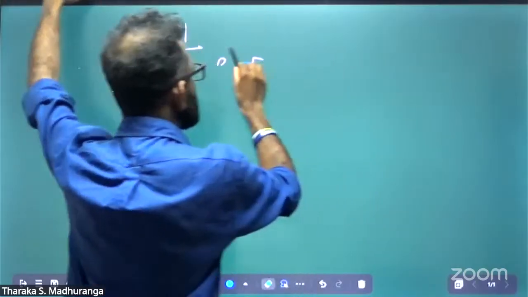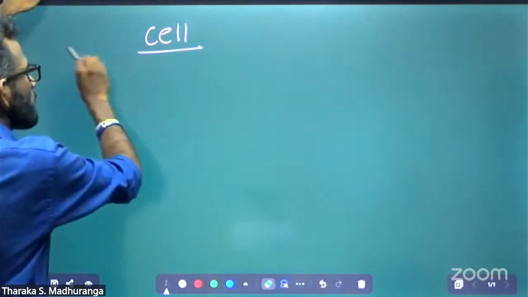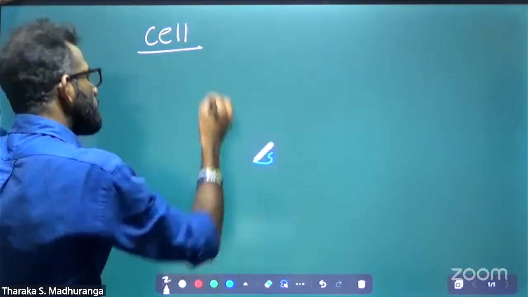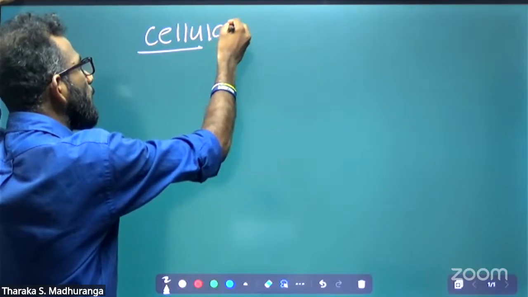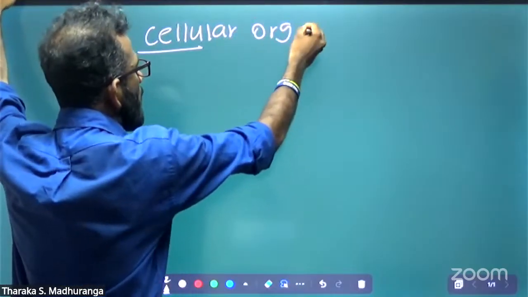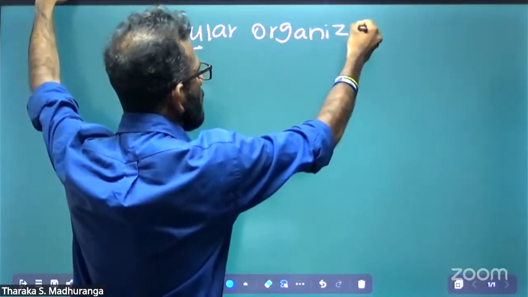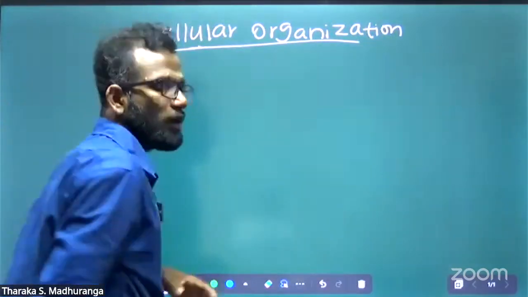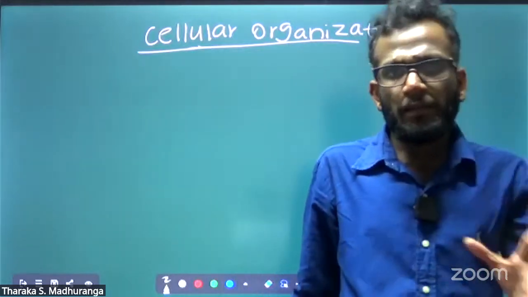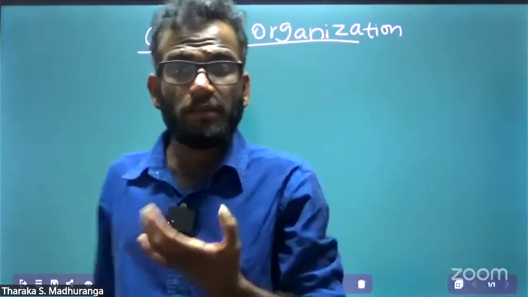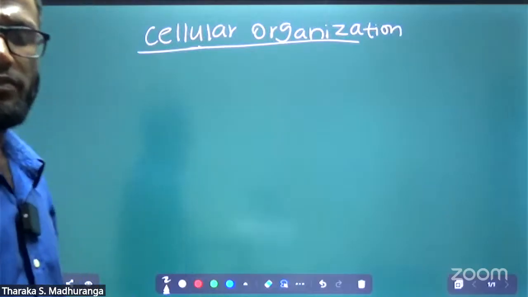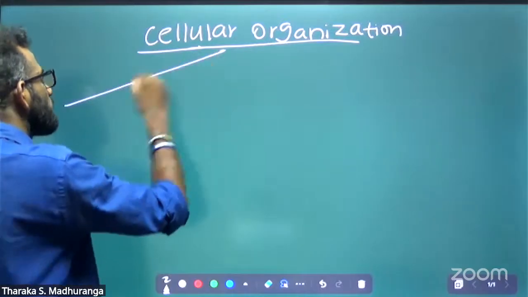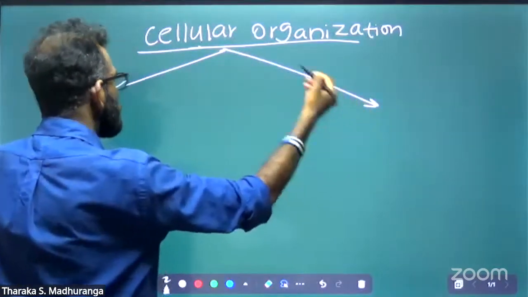Cellular organization. According to the cellular organization, cell structures are mainly two types. They are prokaryotic cells and eukaryotic cells.